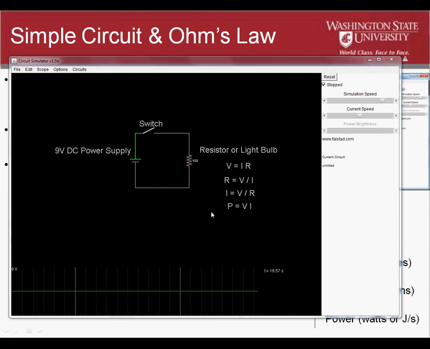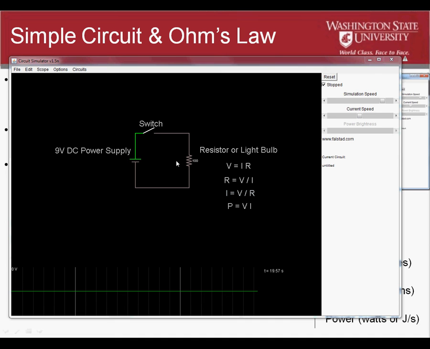Alright, so here a 9-volt power supply is connected to a 100-ohm resistor. Mathematically, this combination should allow about 90 milliamps to flow. And so using I equals V over R, we can use the 9 volts and the resistance of 100 ohms. So this should be 90 milliamps.